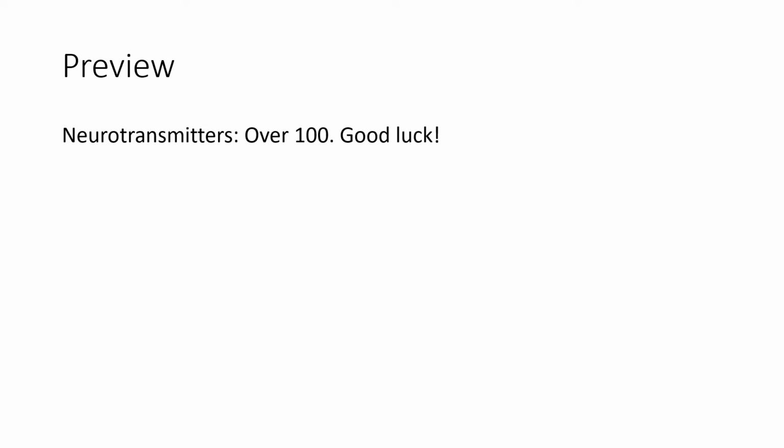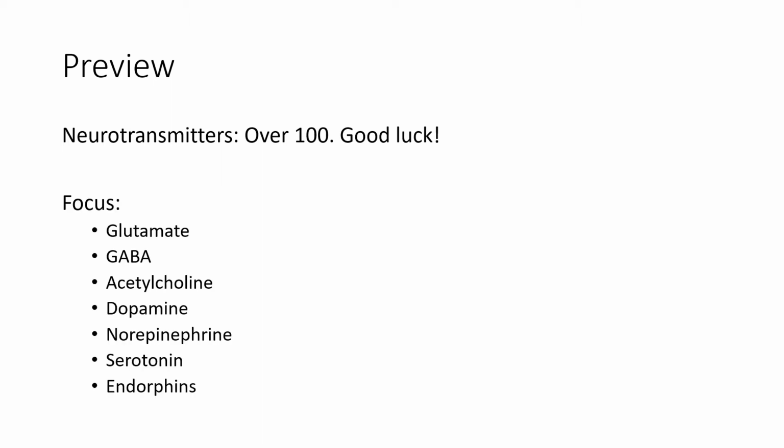So first, let's talk about the number of neurotransmitters. Now, there are at least dozens of different ones. There are likely actually over 100. So good luck knowing them all. And realistically, we're only going to focus on these 7: glutamate, GABA, acetylcholine, dopamine, norepinephrine, serotonin, and endorphins.